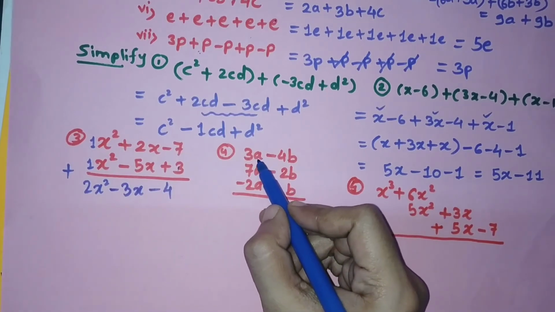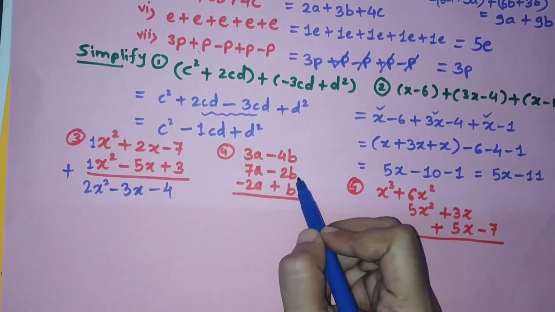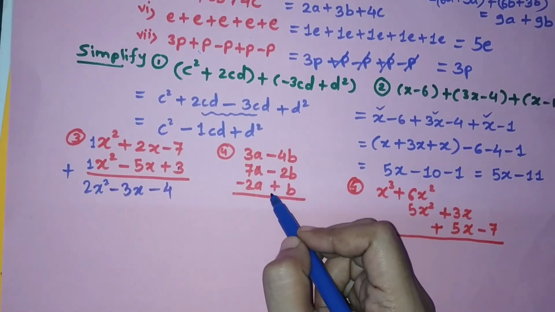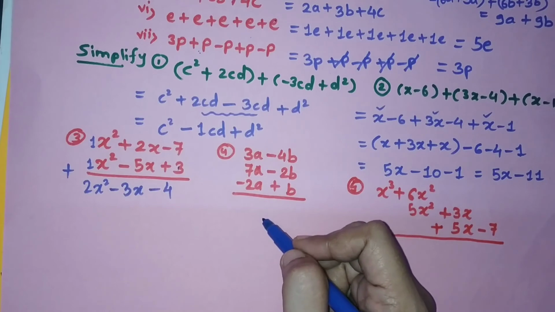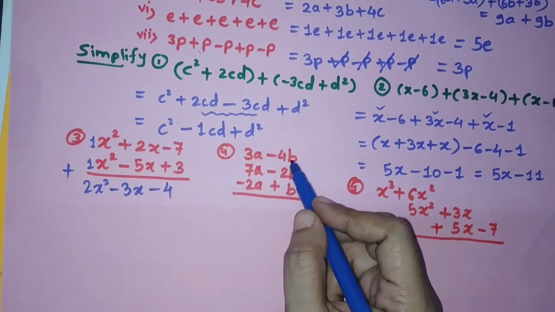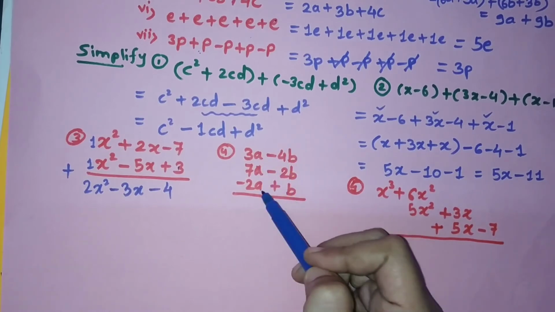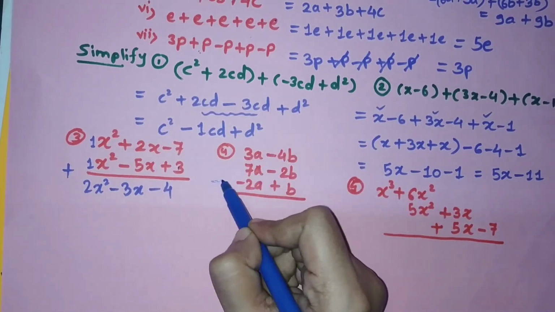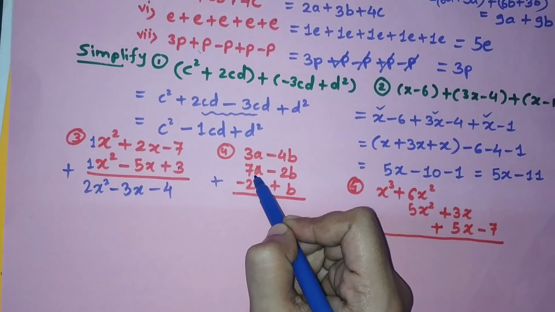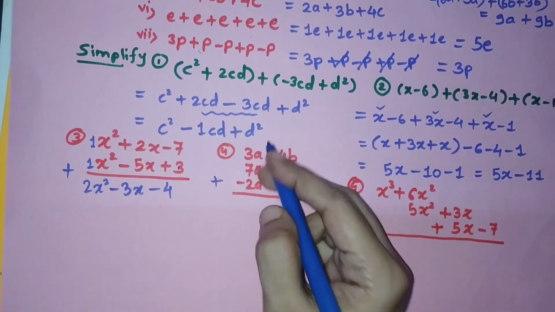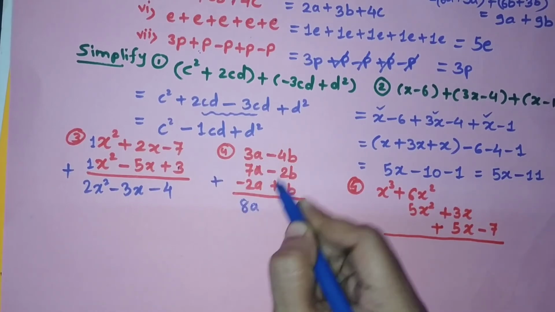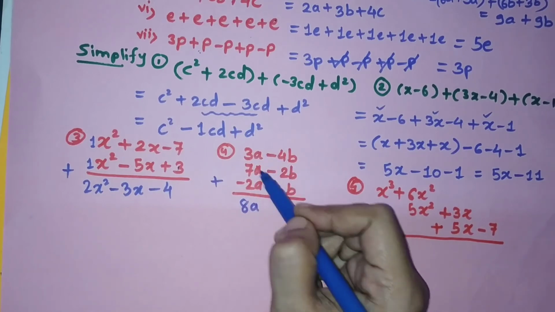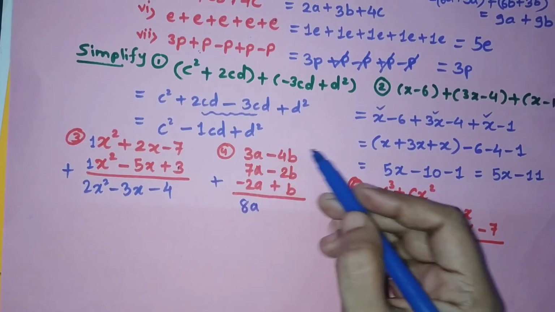Next we will go for 3a minus 4b, 7a minus 2b, minus 2a plus b. So friends, you can see here are three expressions written one below another, and these are binomial expressions. Two terms are there. So we'll do it mentally. 3 plus 7 will get 10a, and 10a minus 2a, that is 8a. All are like terms, so you can add or subtract them.